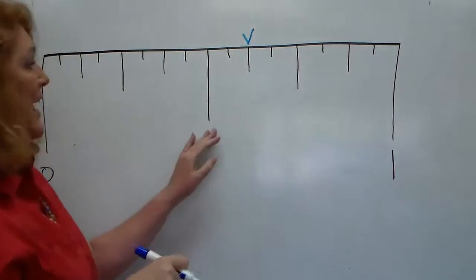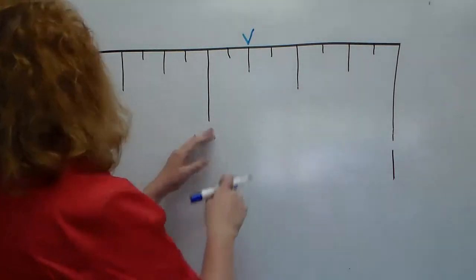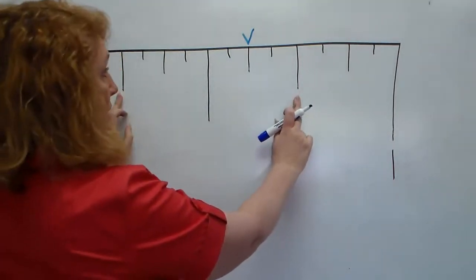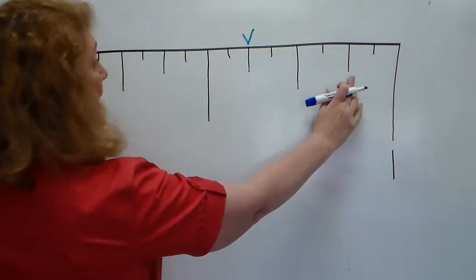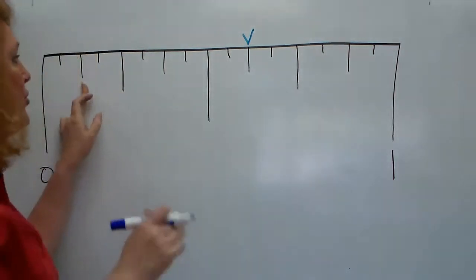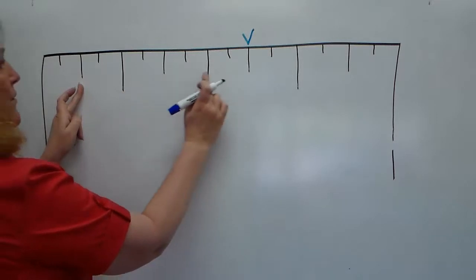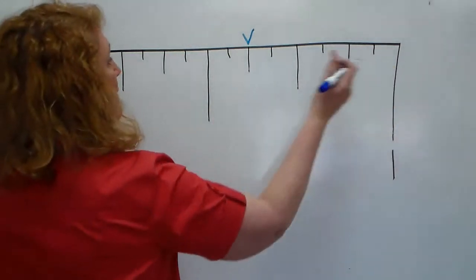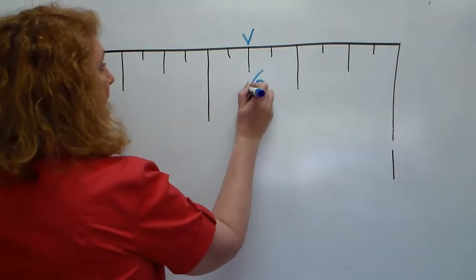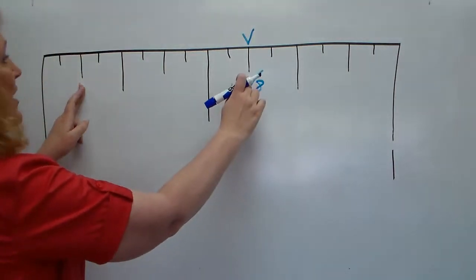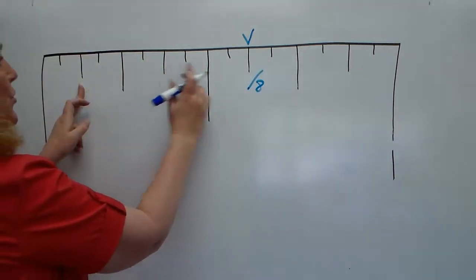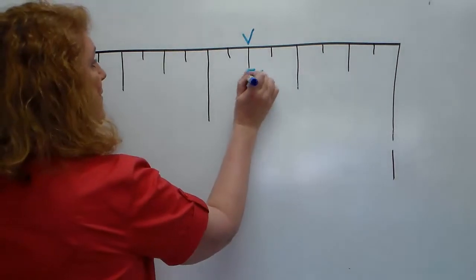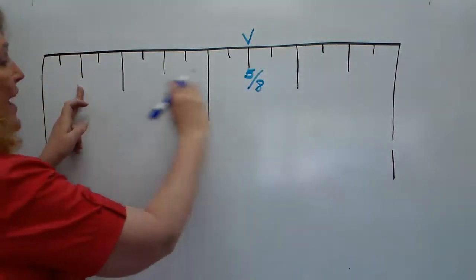Well, I know that this is the half line, and that makes these the quarter lines. I think these are 8 lines. Let me double check. 1, 2, 3, 4, 5, 6, 7. Yep, there's 8 of them. So this is the 8 line. And how many over are they? 1, 2, 3, 4, 5. That's 5 over on the 8 level.